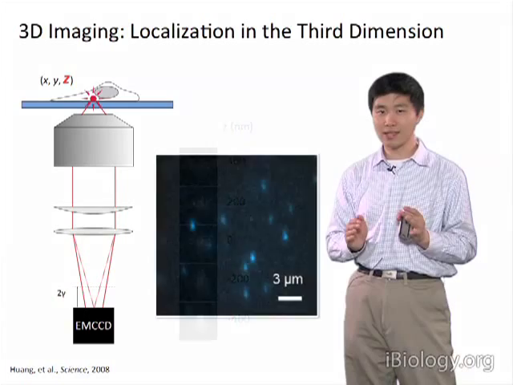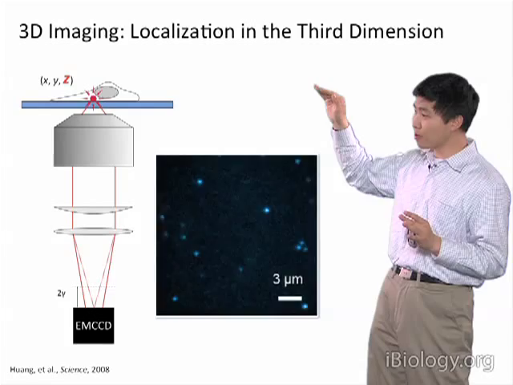So here is one example. We have blinking single molecules, and we scan the stage from below the focal plane to above the focal plane. You can clearly see the shape change.